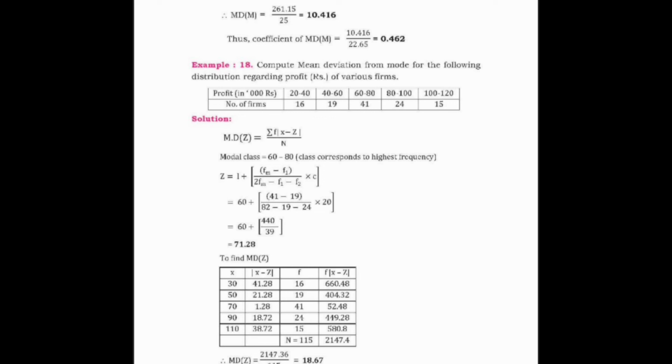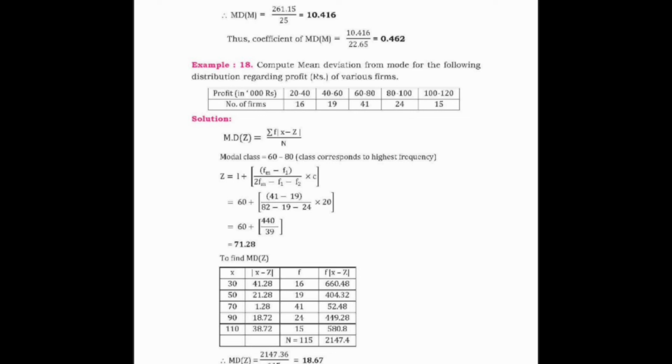After calculating the mode, then you consider the x value. X means the midpoint value you are considering. The x minus z, where z is equal to 71.28. So 30 minus 71.28, 50 minus 71.28, you consider like that. The frequency into x minus z you take and substitute it in the formula and calculate the mean deviation from mode. Okay. And then you can calculate the mean deviation from mean easily.